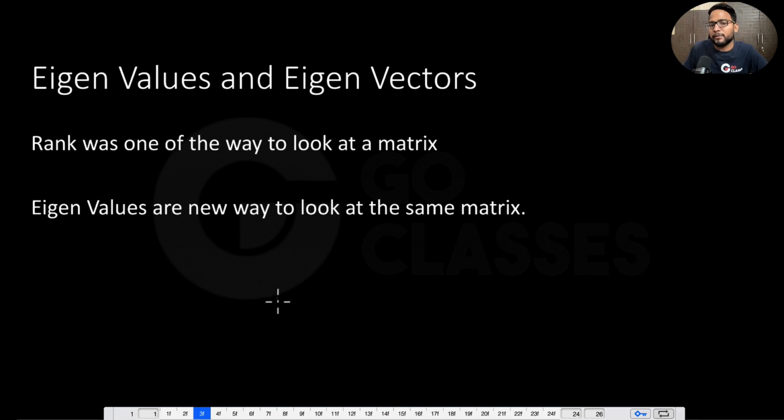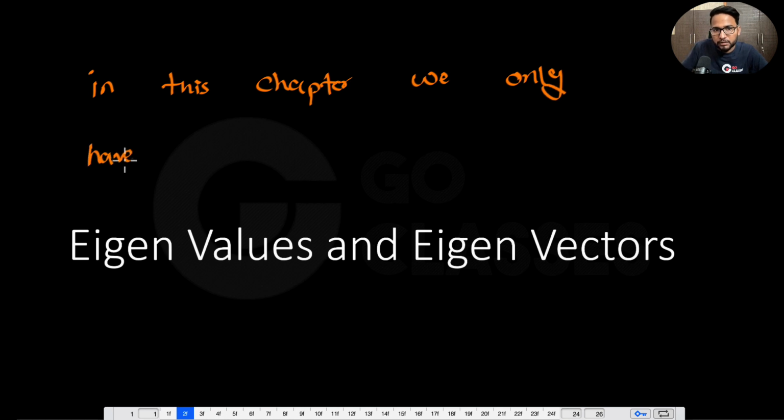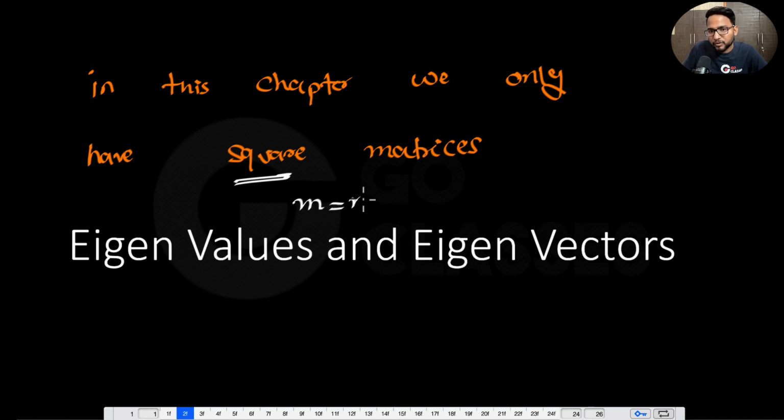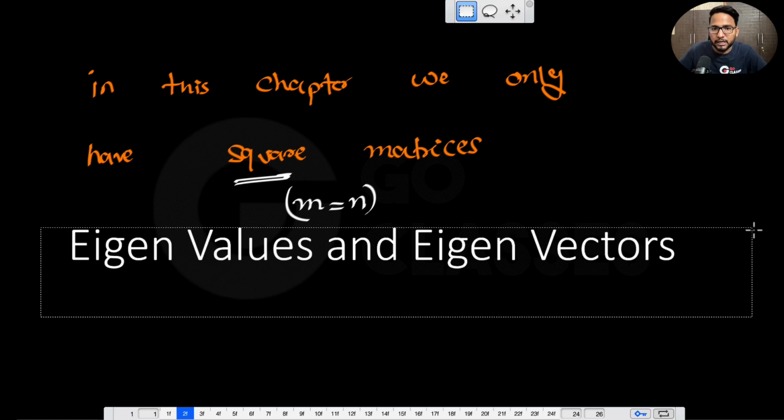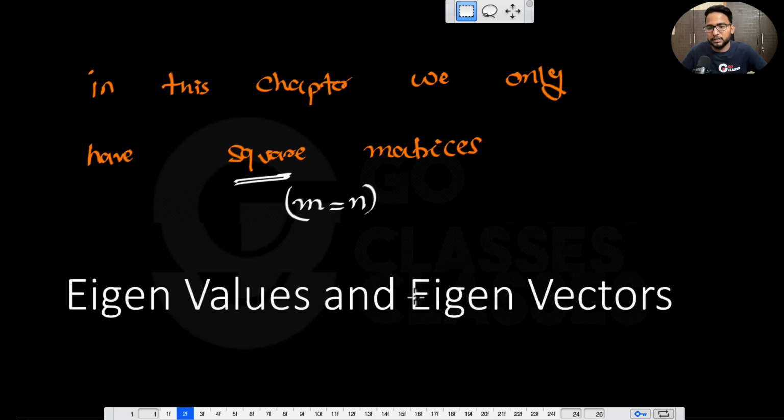we only have square matrices. So let me write here that in this chapter we only have square matrices. What do I mean by square matrices? It means that the number of rows and the number of columns are the same. So in this chapter we will have all the matrices as square matrices. Why? Because eigenvalues and eigenvectors are defined for that. I will tell you this in a couple of slides. Okay, cool.